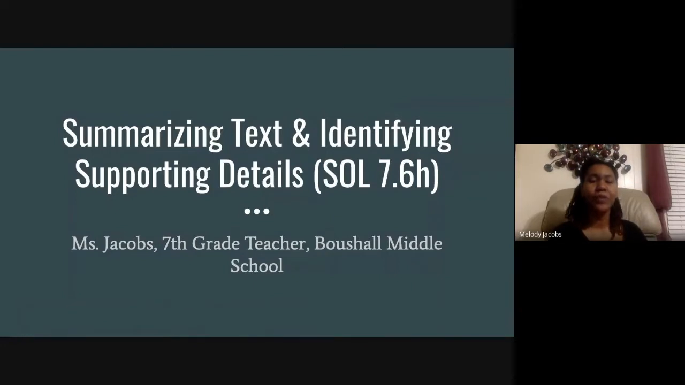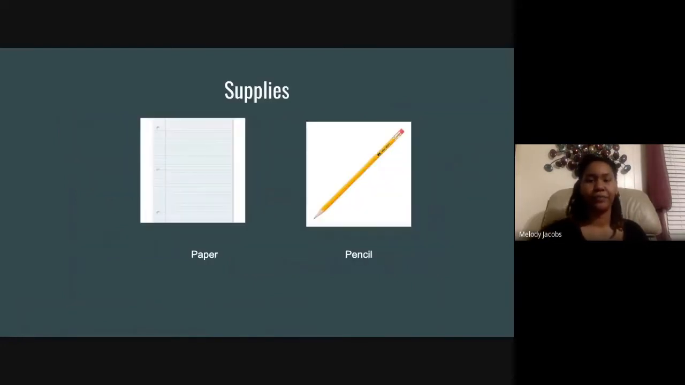This week we will be covering summarizing text and identifying supporting details. The supplies that you will need this week are paper and a pen or pencil. Today we are focusing on taking notes, so please make sure that your notes are very neat and well organized as you will be referring to them later in the week.